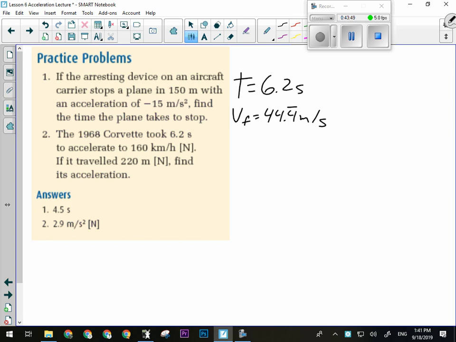Okay, so now I've got that. Okay, and it traveled 220 meters. Okay, and they're all north. So I'm looking for the acceleration.